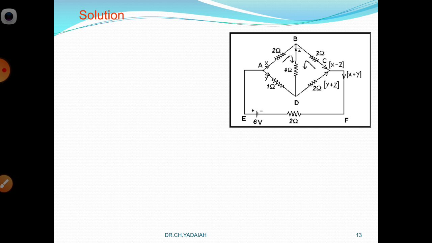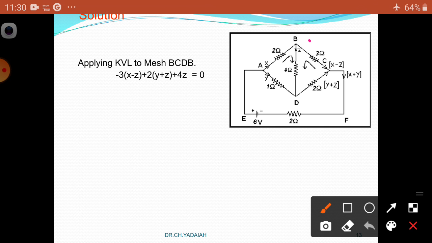Now take another loop, B, C, D, A, this branch. So write the equations. Now B to C, what is happening here? We take the loop direction in this direction. The current entering here is in the same direction. So what is the current? The current is x minus z, in the same direction, so minus of this current into the resistance. What is the resistance? 3 ohms. Okay.